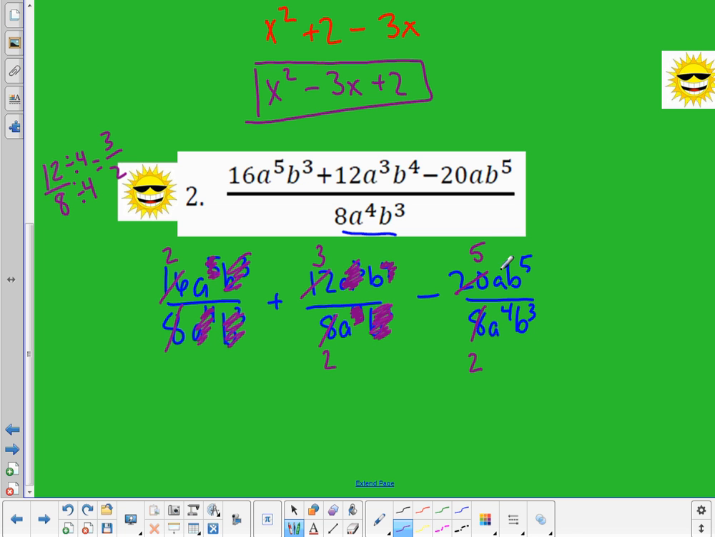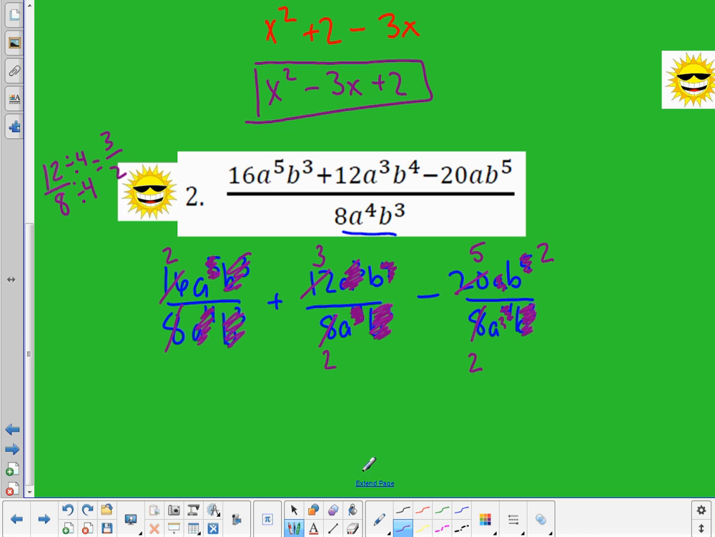Then the a's. I have only 1 to get rid of because there's only 1 on the top. So I can get rid of that 1 on the top. That makes that a to the 3rd in the middle there. It's left on the bottom. B to the 5th over b to the 3rd. I can get rid of all 3 of these on the bottom, leaving me with 2 on the top.